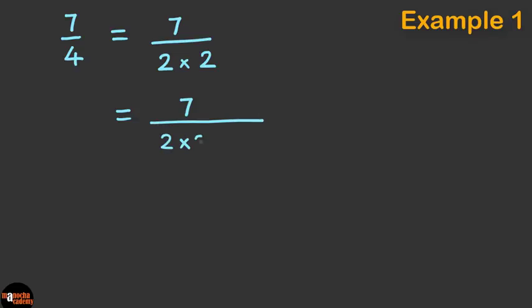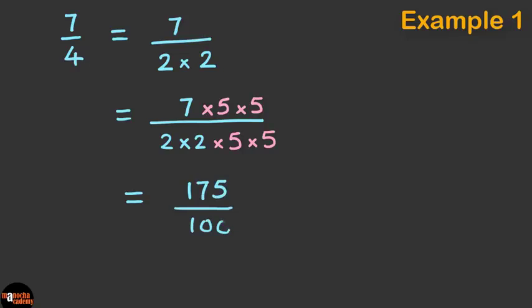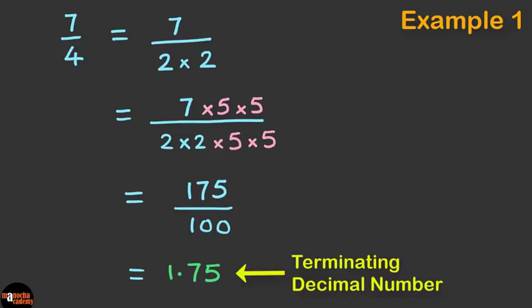Let's start with the example of 7 by 4. Now, what are the factors of the denominator 4? It's 2 into 2. Now, our goal is to convert the denominator into multiples of tens. So, I'm going to multiply 5 into 5 in the numerator and in the denominator. So, I get 175 by 100. That's 1.75. So, this is a terminating decimal number.